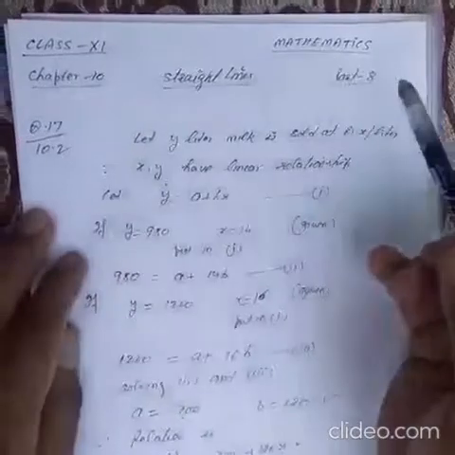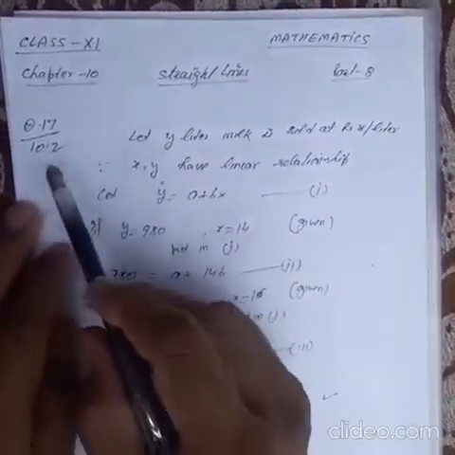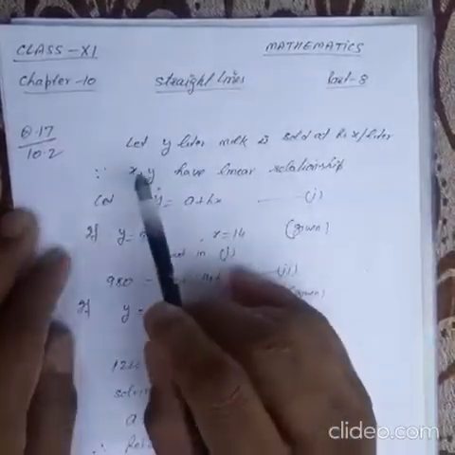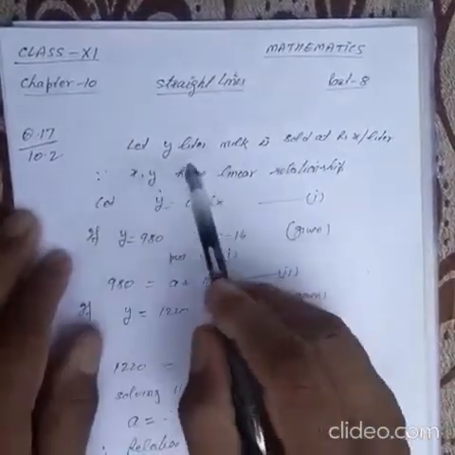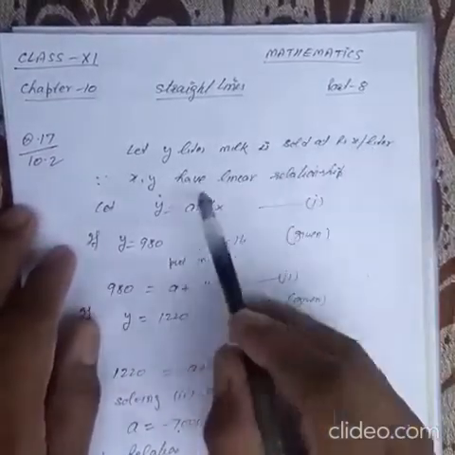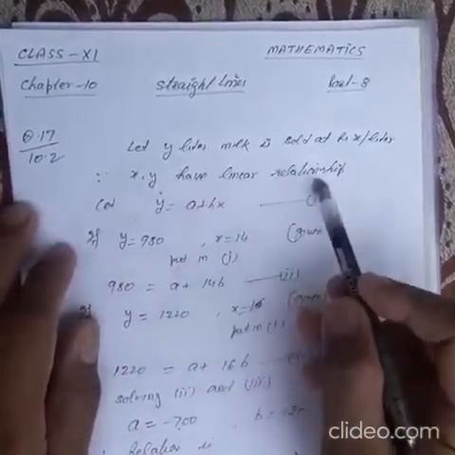This is chapter 10 and we are doing exercise 10.2. This is the 17th question of the exercise. In the statement we are given the quantity of milk and price. They are connected through a linear relationship.